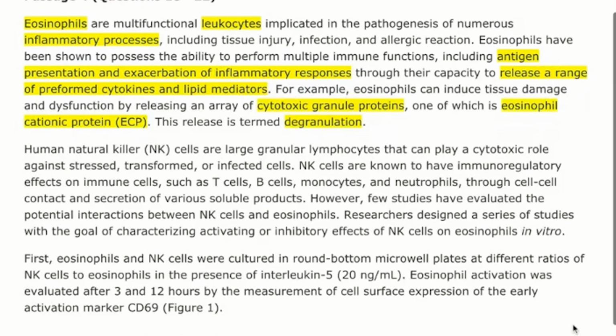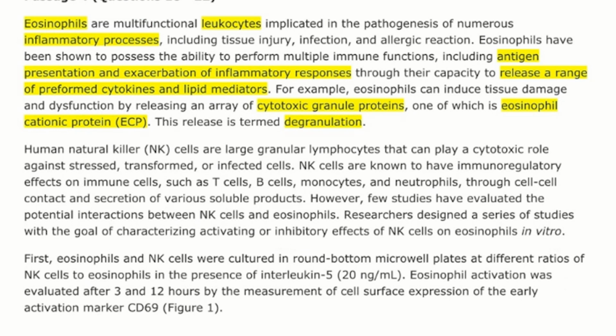So human natural killer, or NK cells, are large granular lymphocytes that can play a cytotoxic role against stressed, transformed, or infected cells. NK cells are known to have immunoregulatory effects on immune cells, such as T cells, B cells, monocytes, and neutrophils, through cell-cell contact and secretion of various soluble products. However, few studies have evaluated the potential interactions between NK cells and eosinophils. Researchers designed a series of studies with the goal of characterizing activating or inhibitory effects of NK cells on eosinophils in vitro. Love it. They are telling me what they're going to do.